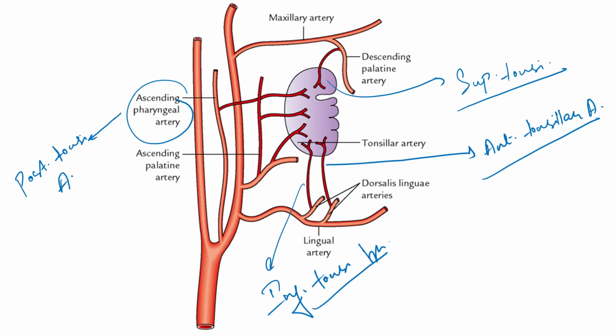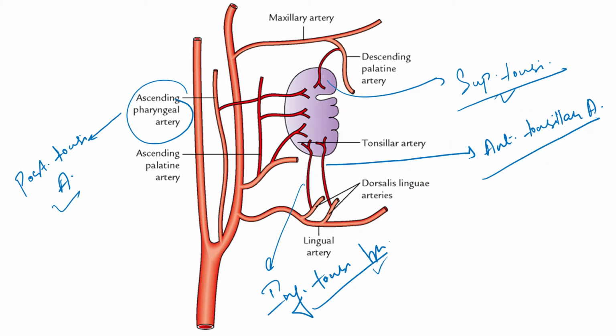So all these arteries take part in giving the vascular supply to the palatine tonsil. The palatine tonsil is highly vascular. It is supplied by the arteries all around it: the anterior tonsillar branches, the posterior tonsillar branches, and the superior and the inferior tonsillar branches.